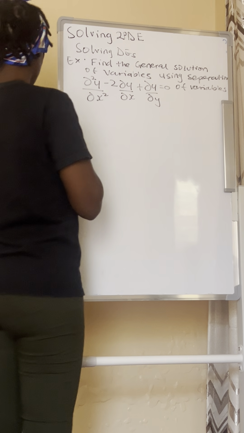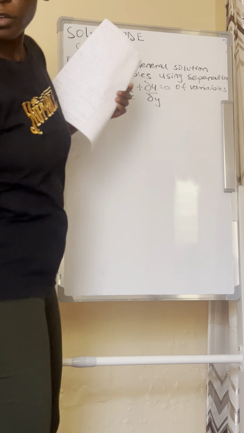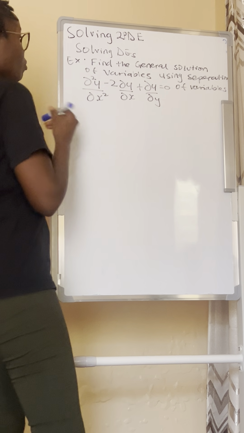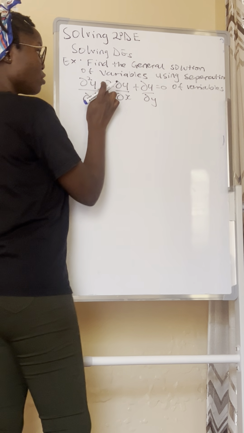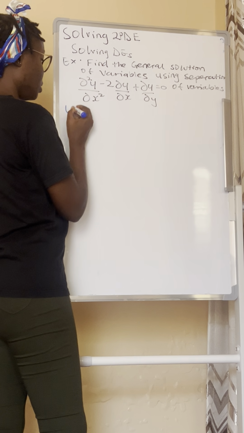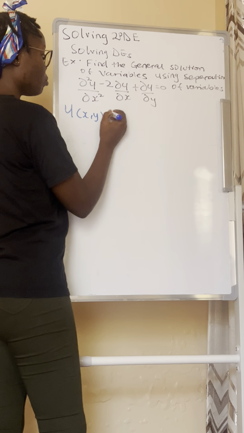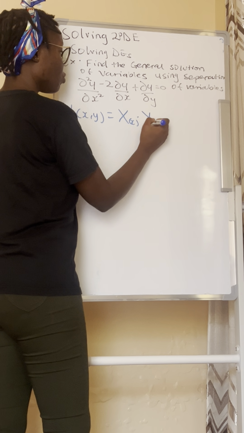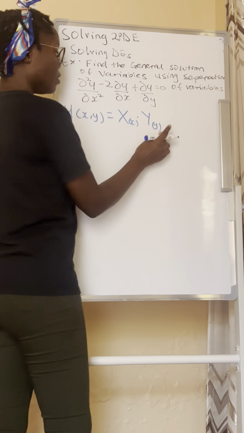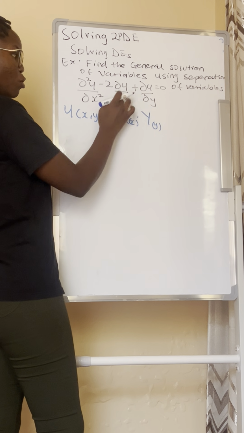Now, for this question, our general solution will be u(x, y) equal to the function of x with respect to x times the function of y with respect to y. This is what we are looking for. It's the general solution to this problem.